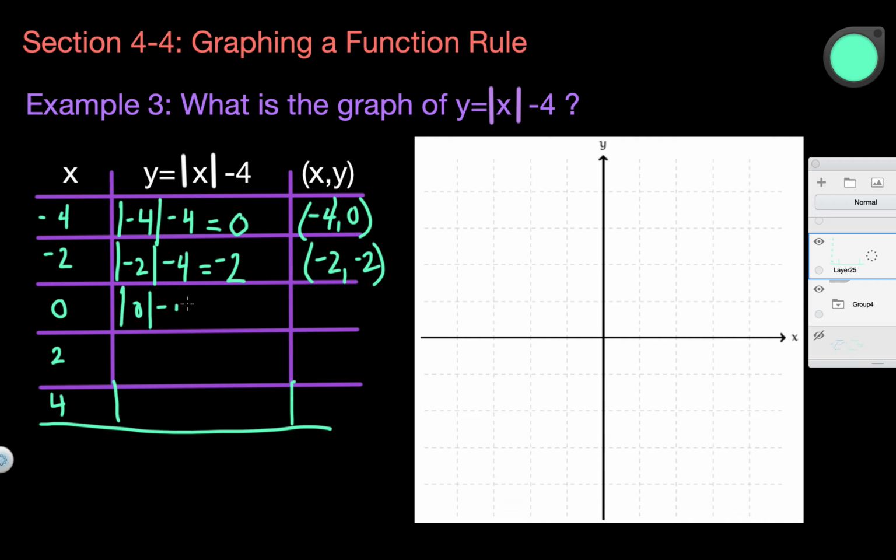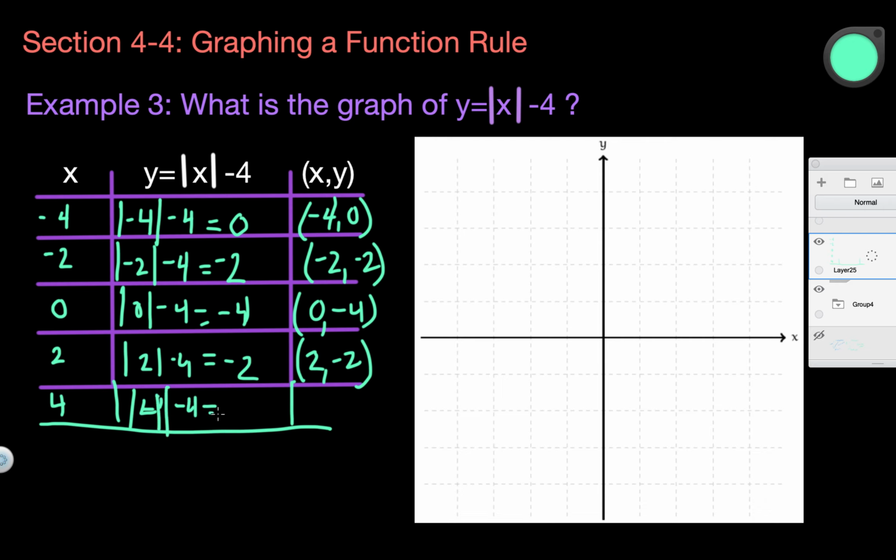Absolute value of 0 minus 4. Absolute value of 0 is 0, 0 minus 4 is -4. So we get 0, -4. Now absolute value of 2 minus 4 is the same as this one, so I get negative 2. And same thing with this 4. The absolute value of 4 minus 4 is 0. So we get 4, 0.